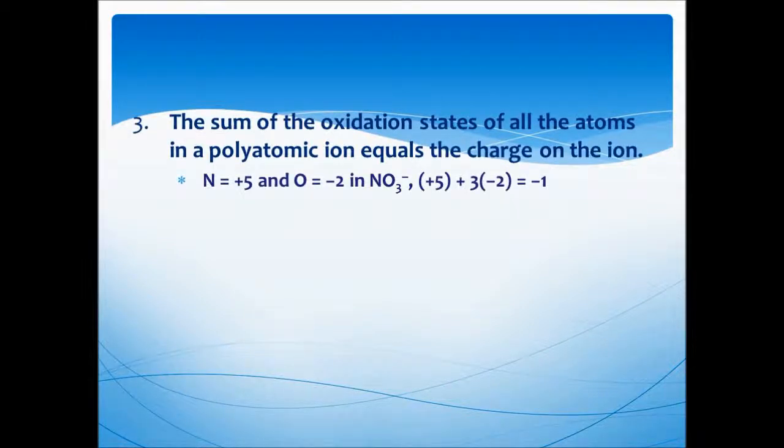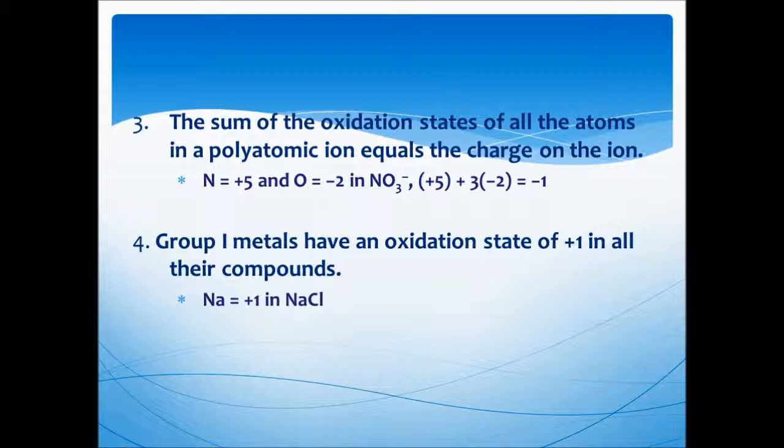The sum of the oxidation states of all the atoms in a polyatomic ion equals the charge on the ion. For example, in nitrate, which is NO3-, nitrogen has a +5 charge. Each oxygen has a -2. Since there are 3 oxygens, it is 3 multiplied by -2, which is -6, so the overall charge is equal to the charge on the ion of -1.